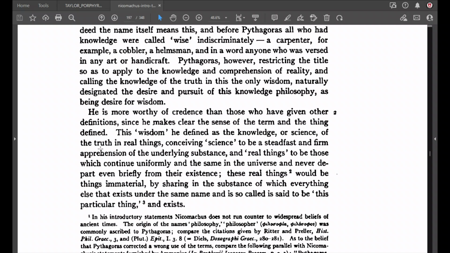So let me ask you this. When we study modern science, does modern science study reality according to Pythagoras? No. Modern science studies material things. And Pythagoras teaches real things are immaterial. They are not the material things. So what Pythagoras calls science is exactly the opposite of what modern scientists call science. The opposite. What Pythagoras calls real is the opposite of what modern people call real.